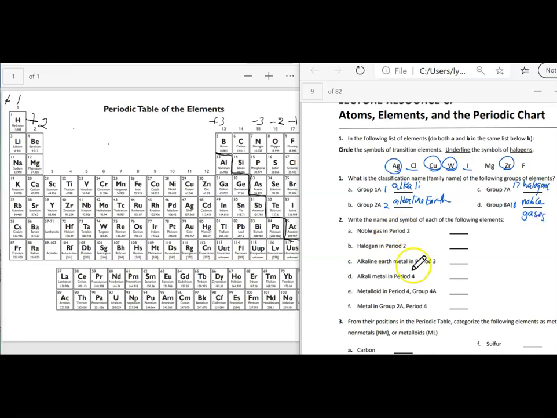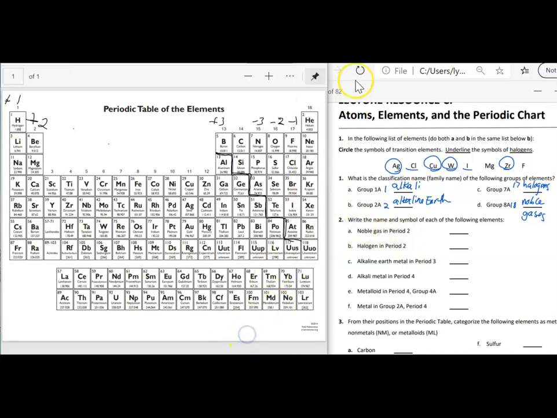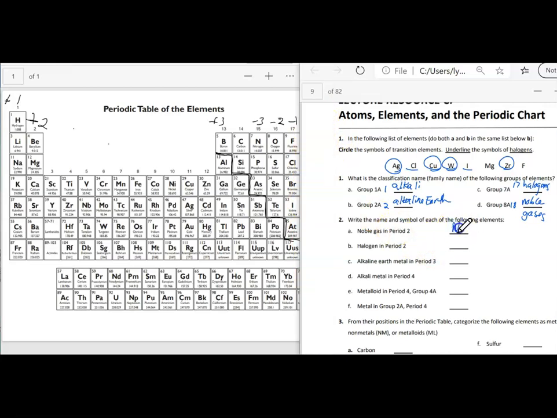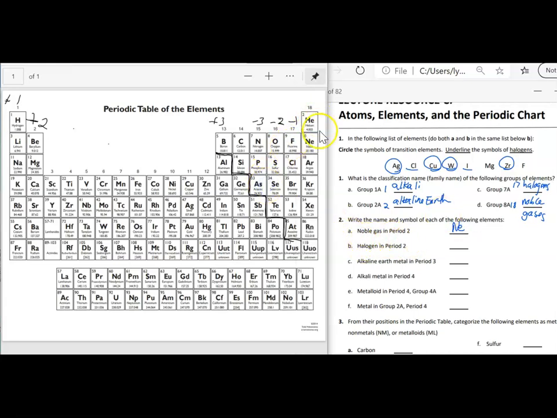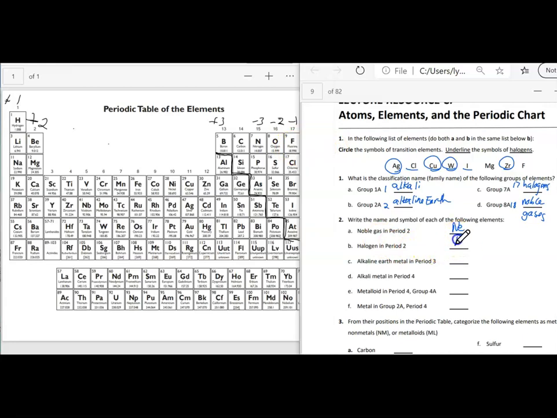And here we're just doing some grid coordinates. Noble gas in period 2. So on our periodic table, these are the noble gases. Helium is period 1. Neon is period 2. We have Ne. Halogen in period 2. Always count from the outside because sometimes you skip over hydrogen and helium, and then that puts your numbers off for the periods. So I want halogen in period 2. So here's period 2. Here's our halogen. So that's F.